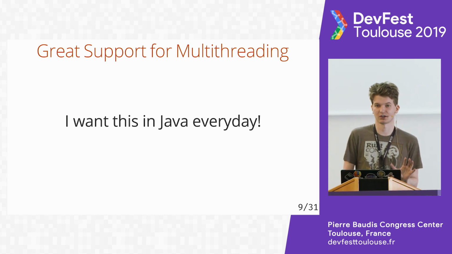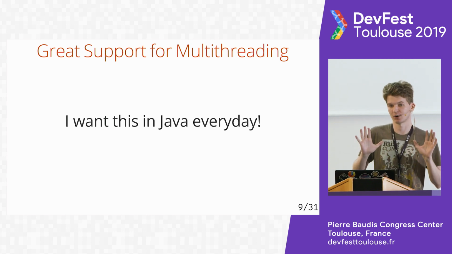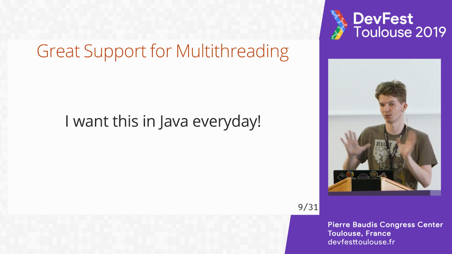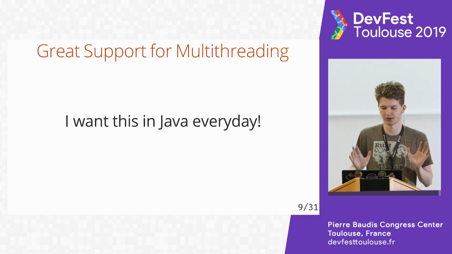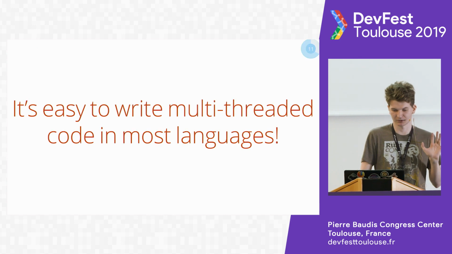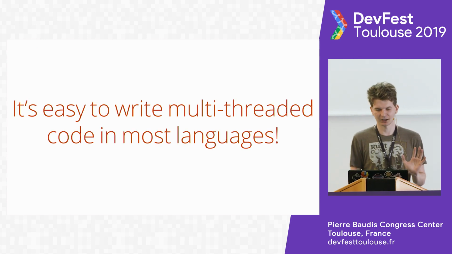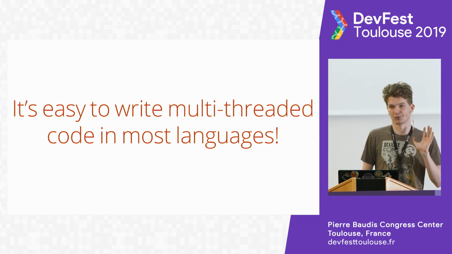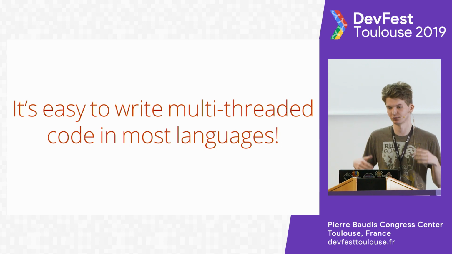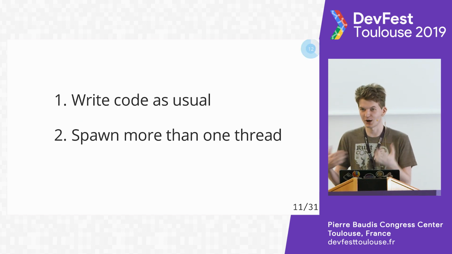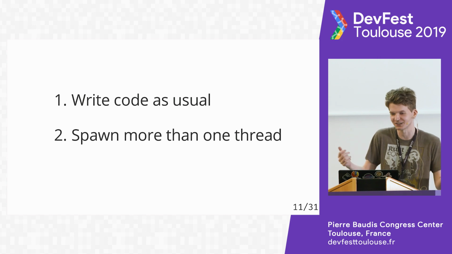And this is something I badly want in Java every day, because at least while I was at JetBrains, I was writing concurrent Java code every day, and it was really, really unpleasant. But first, let me make a slightly controversial statement: writing multi-threaded code is actually really, really easy. You need only two steps. You write some code, and then you spawn more than one thread, and that's it.